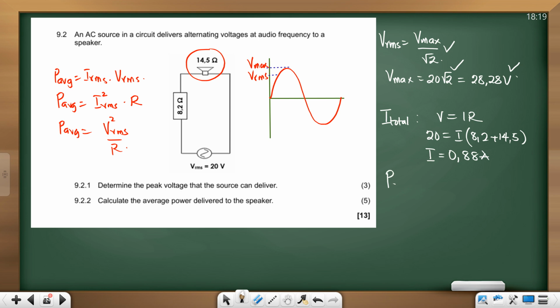Now I can calculate the power in the speaker since I know my I. I, please, again, R. What do you have? 0,88 squared. What's my resistance? 14,5. This is just one of the ways by using the formulas that I have. What's your answer?